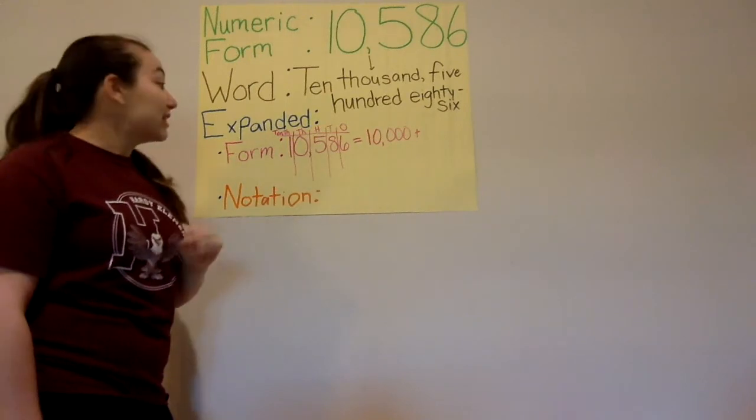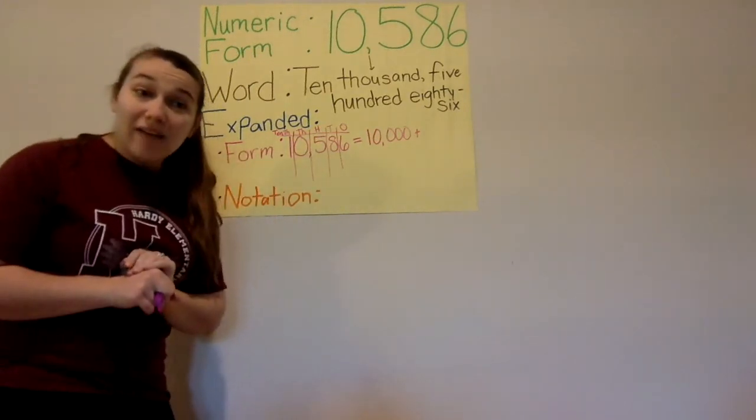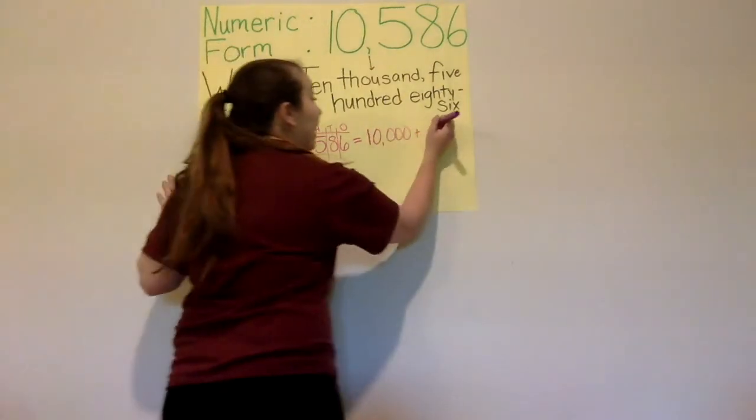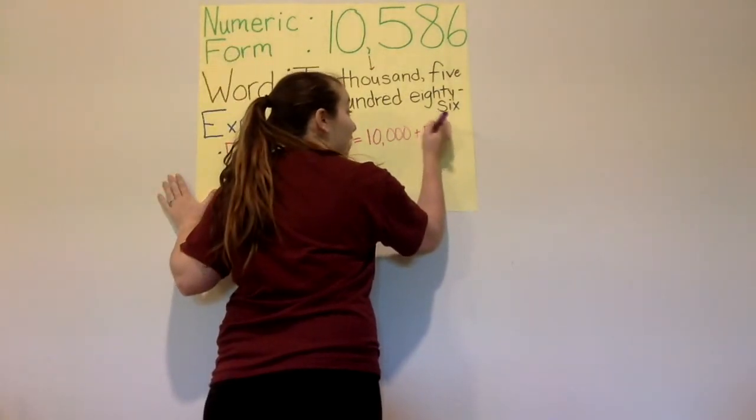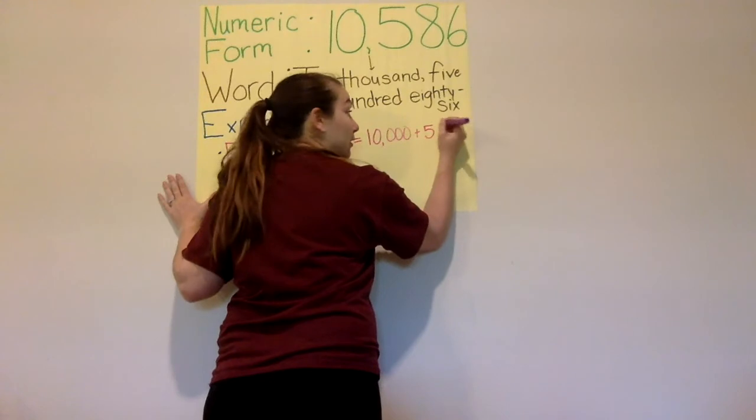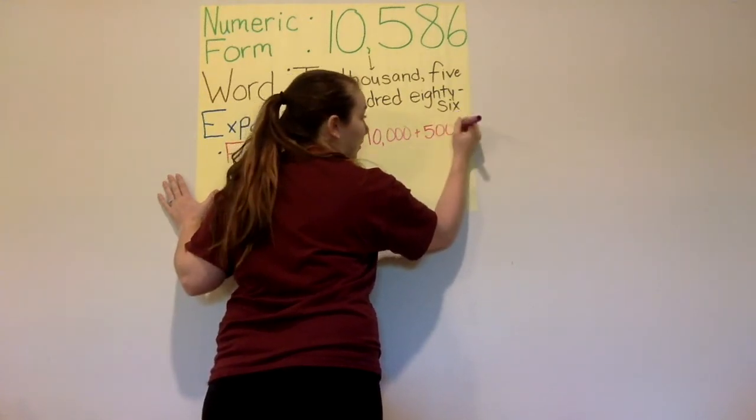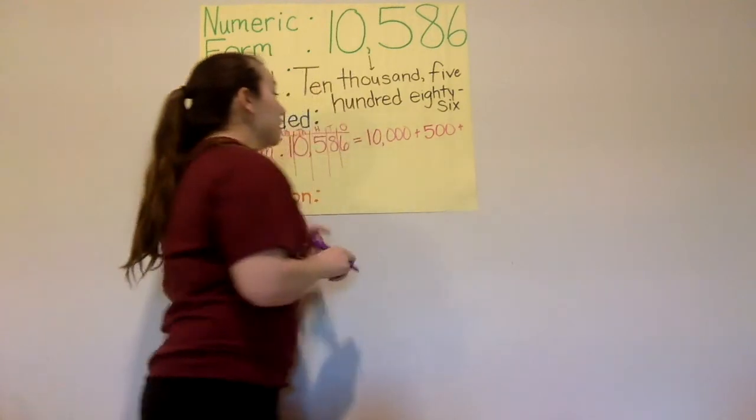Our hundreds. And how many hundreds do we have? 5. Very good. So I'm going to write 5 what? Hundreds. All right. Let's keep going. What place comes next?